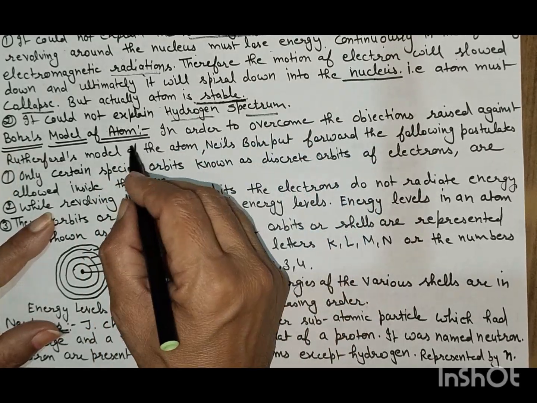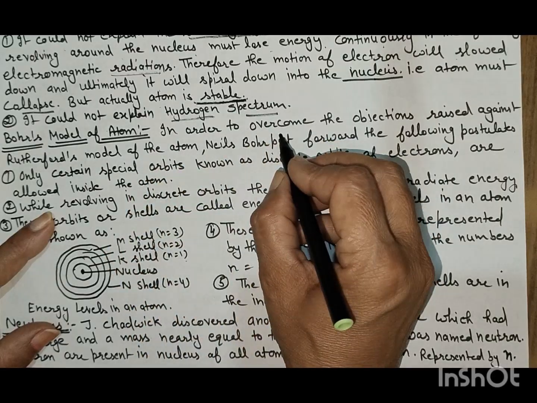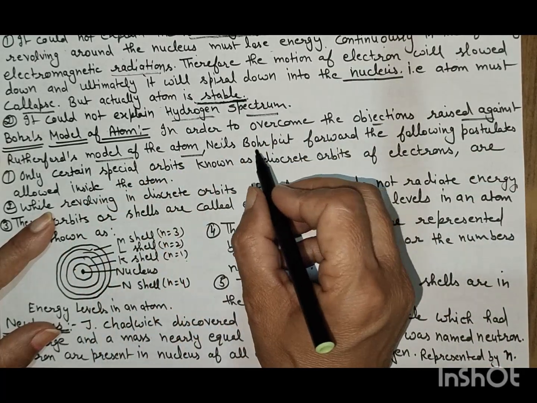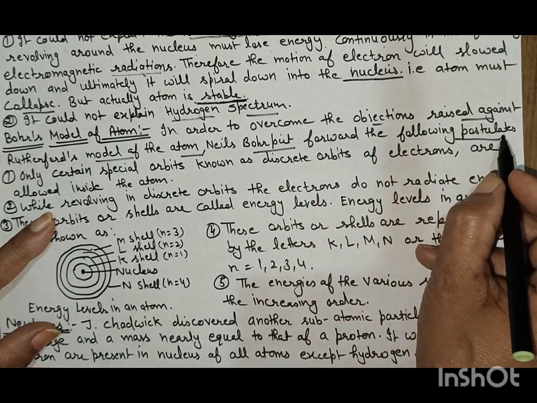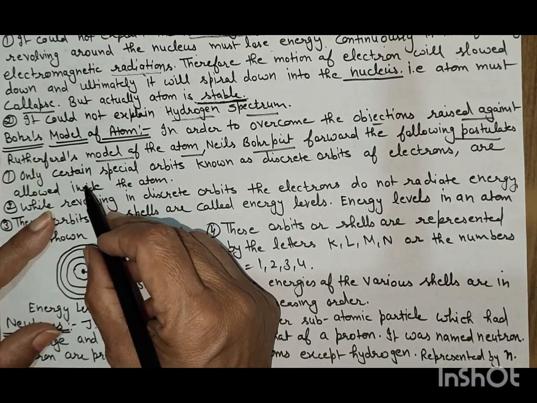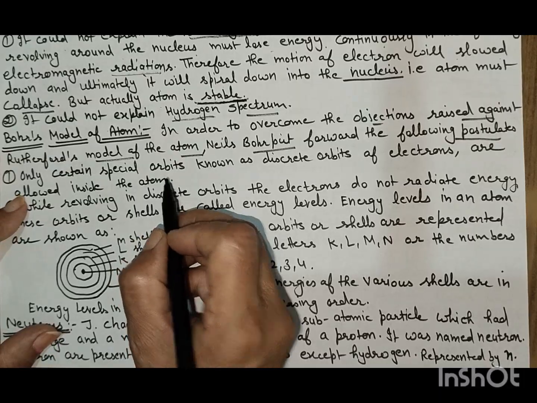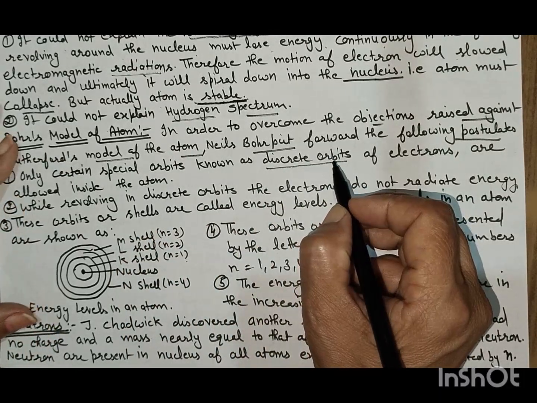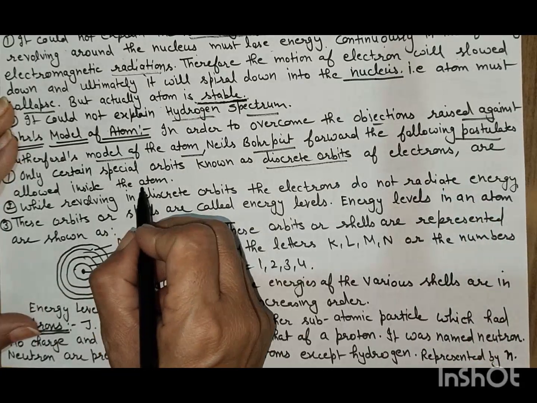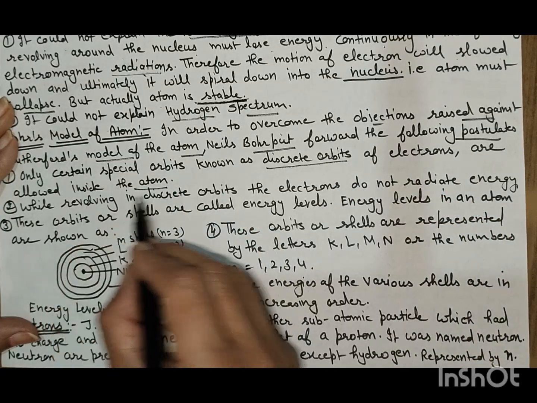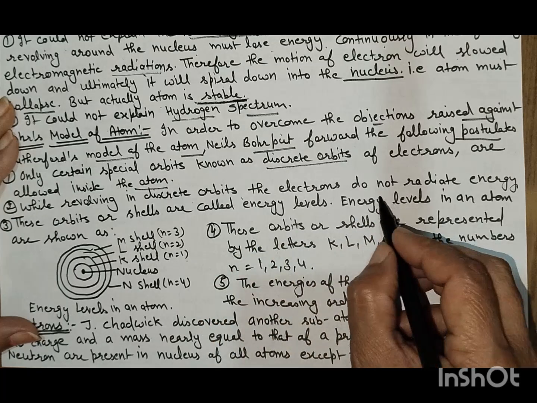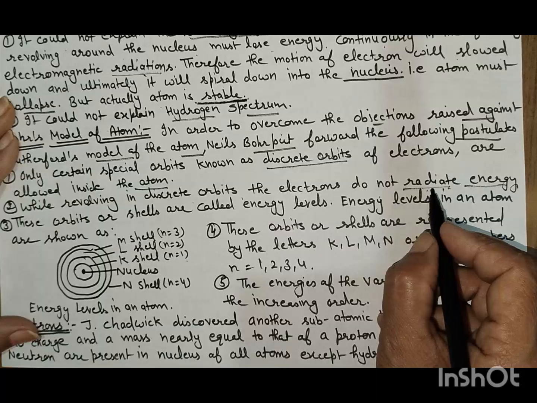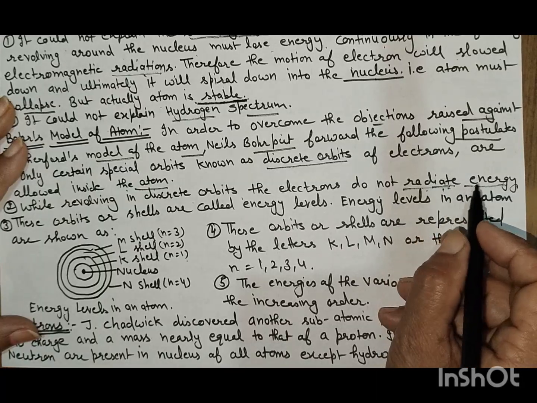Next was the Bohr model of atom. In order to overcome the objections raised against Rutherford model of atom, Niels Bohr put forward the following postulates. Bohr said only certain special orbits, known as discrete orbits of electron, are allowed inside the atom. While revolving in the discrete orbit, electrons do not radiate energy, but Rutherford said that electrons radiate energy continuously.